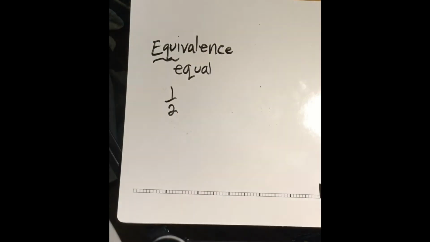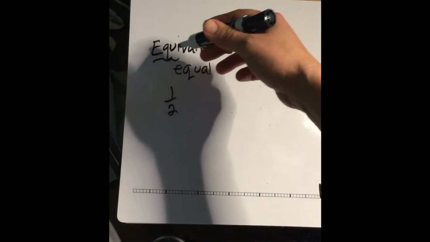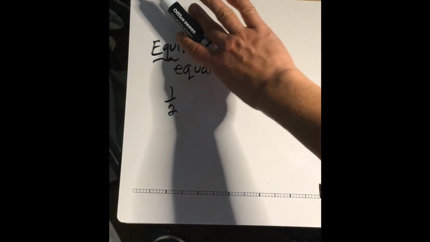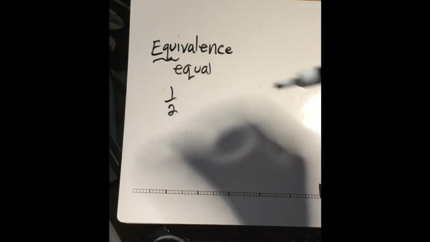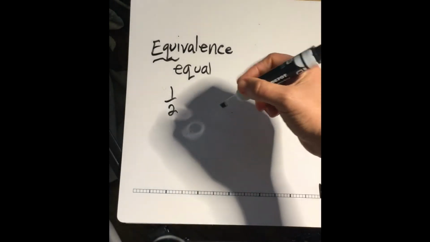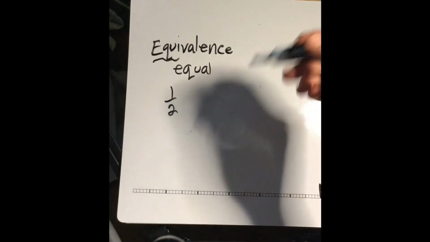All right, so let's review equivalence. Equivalence has the Latin root word equi, which translates as equal. So what we're trying to do is make the same quantity, but we're trying to find a way to rewrite the fraction differently. So let's say, why is it useful?